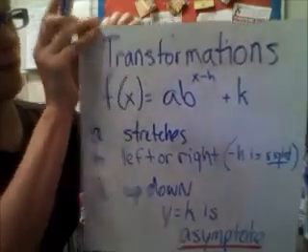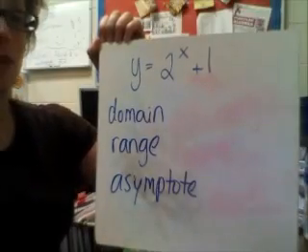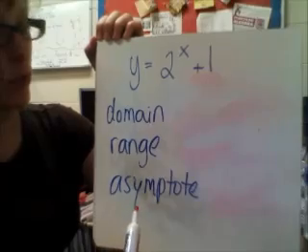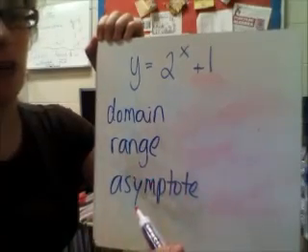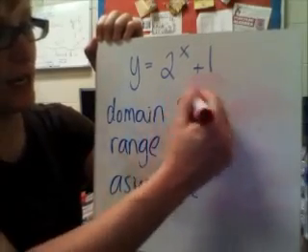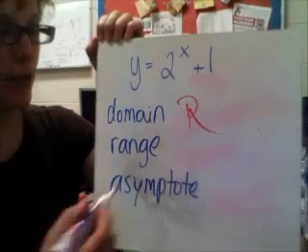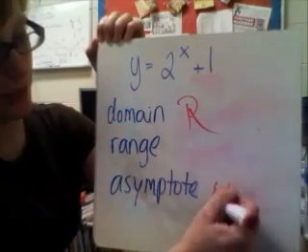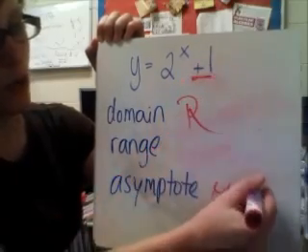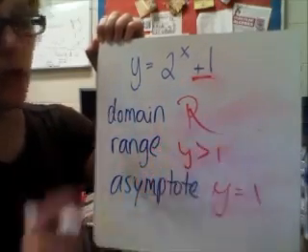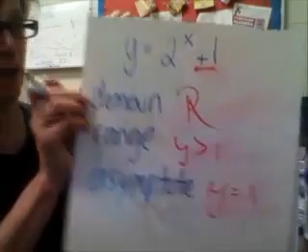So check this one out. Y equals 2^x plus 1. I'm not even going to graph it. My domain is going to be all real numbers. It's going to go left forever, it's going to go right forever. My new asymptote is y equals 1, which means my range is going to be y is bigger than 1. That easy.